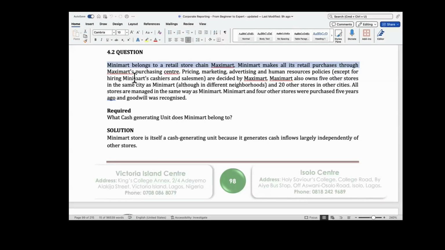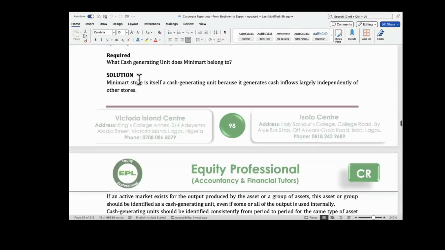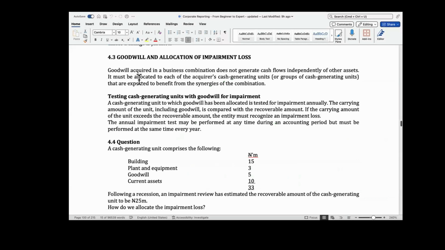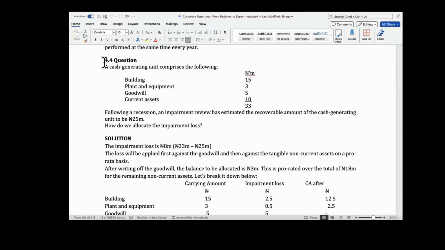Next, let's look at another question. So, okay, let's look at this question. It says a cash generating unit comprises the following: building, plant and equipment, goodwill, current assets. Following a recession, an impairment review has estimated the recoverable amount of the CGU to be 25 million.